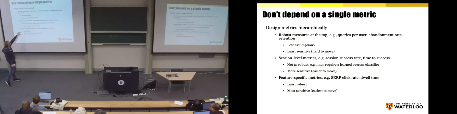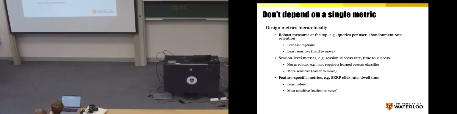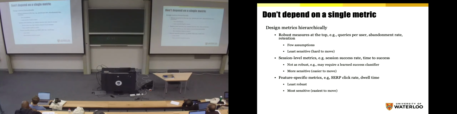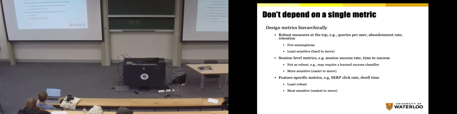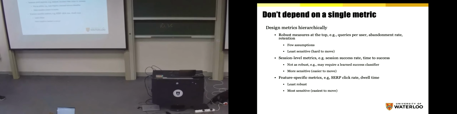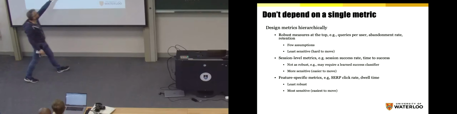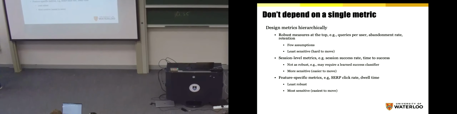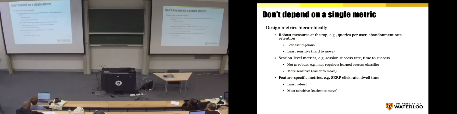And then there are session level metrics. Okay, I type Cape Town tours, then I look at some things and come back and type another query, and then I look at some things and come back and look at another. So over that session, we can actually build a machine learning model to say, was the person happy with their overall experience? Did they find what they were ultimately looking for? Those are more sensitive, and not as robust. You might need to build a machine learning algorithm to say whether the person who did these sequences of searches was happy at the end, but they're a little easier to move than these top line metrics.